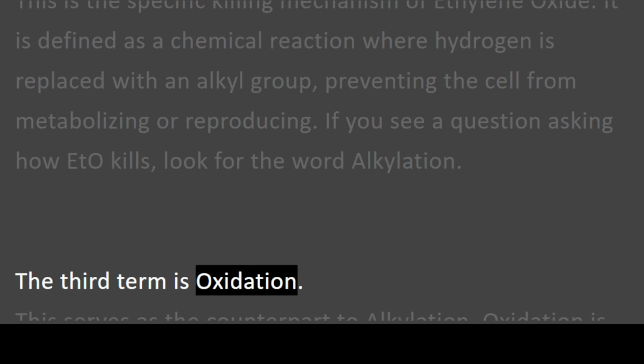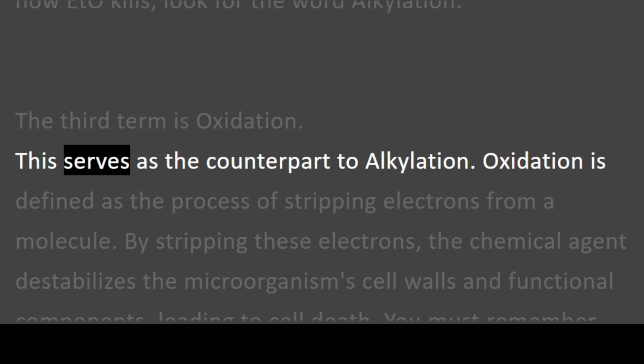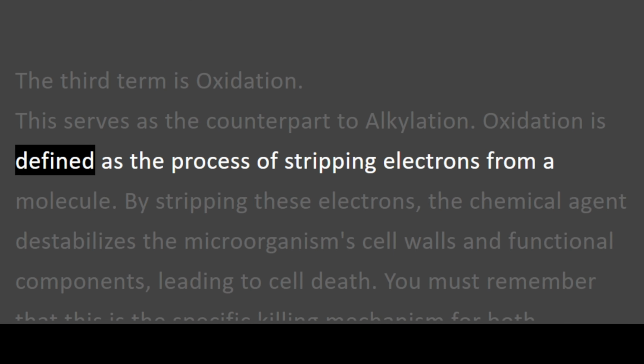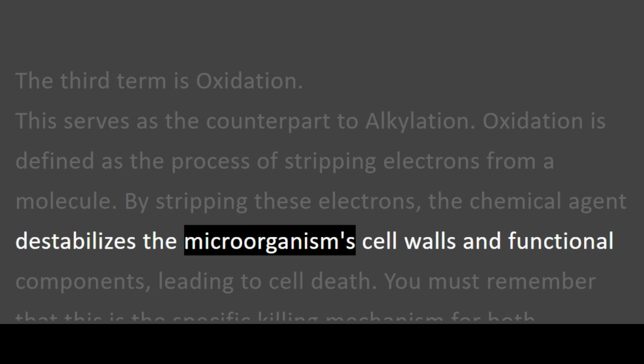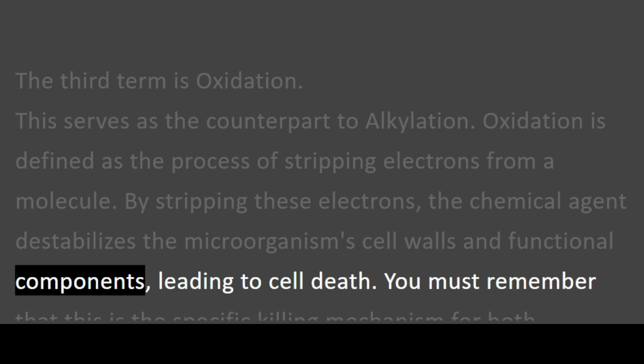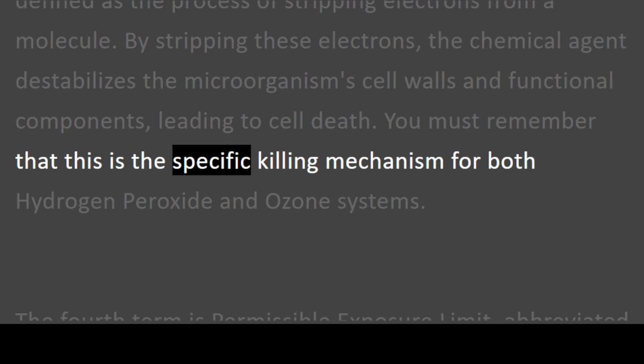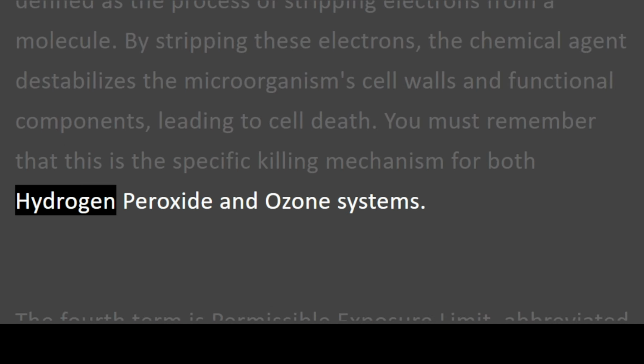The third term is oxidation. This serves as the counterpart to alkylation. Oxidation is defined as the process of stripping electrons from a molecule. By stripping these electrons, the chemical agent destabilizes the microorganism's cell walls and functional components, leading to cell death. You must remember that this is the specific killing mechanism for both hydrogen peroxide and ozone systems.